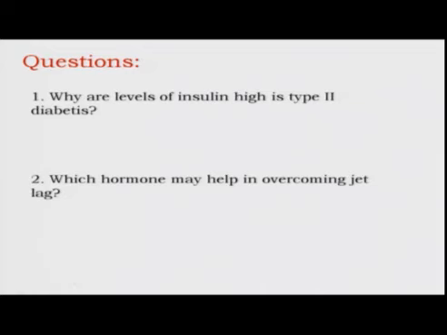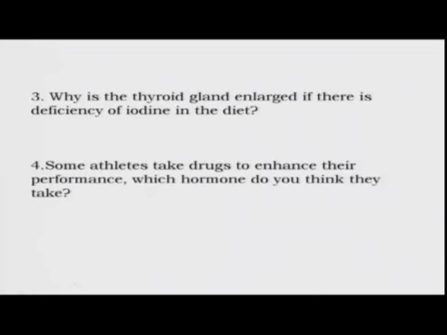So, the hormone which I mentioned before, called melatonin, which is an important regulator of this, is the hormone that can be used to help you overcome the effects of jet lag and regularize your sleep cycle. The third question is, why is the thyroid gland enlarged if there is a deficiency of iodine in the diet? So, in many regions in the Himalayas, for example, there is a natural lack of iodine in the soil.